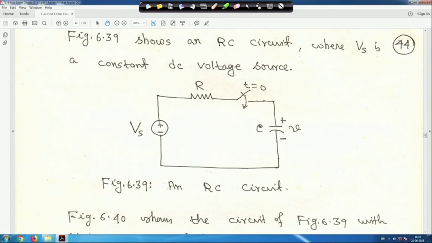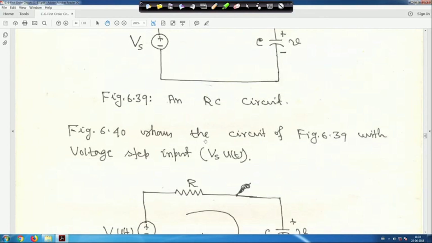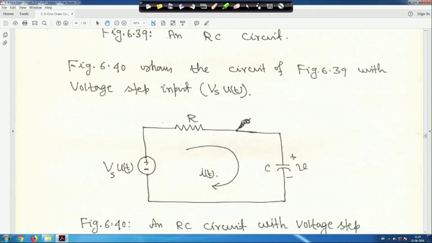For t less than 0, the switch was open, and for t greater than 0, the switch is closed. Just before switching it is 0 minus, and just after switching it is 0 plus. So, this circuit can be represented as Vs u(t), then R and C.